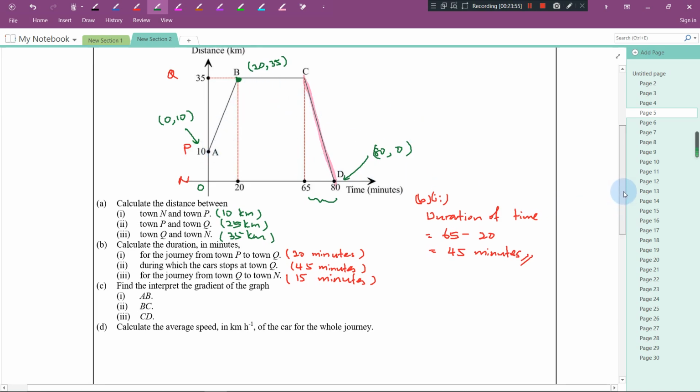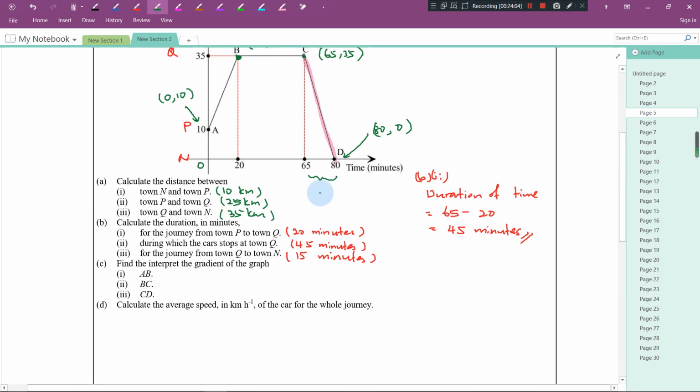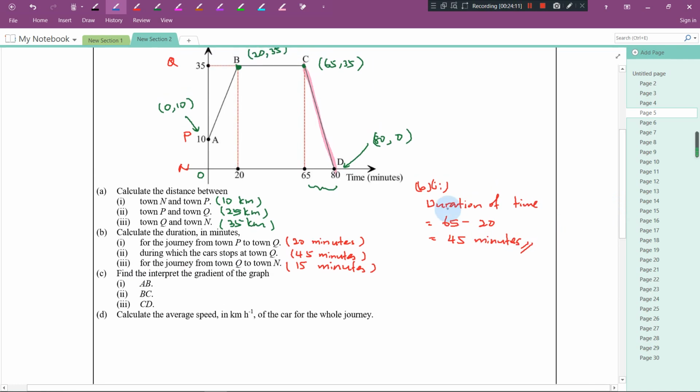We can start to calculate. Okay, how about this one? 65, 35. Okay, let's find the gradient of AB first. I will erase this part first because if I write over here, you cannot see the graph. So it's better I write somewhere around here.